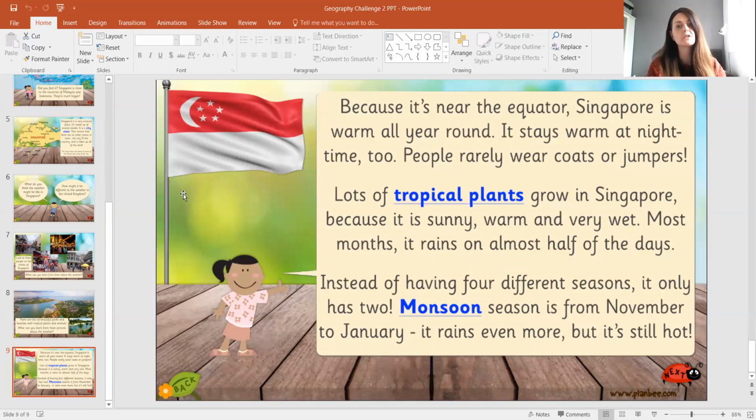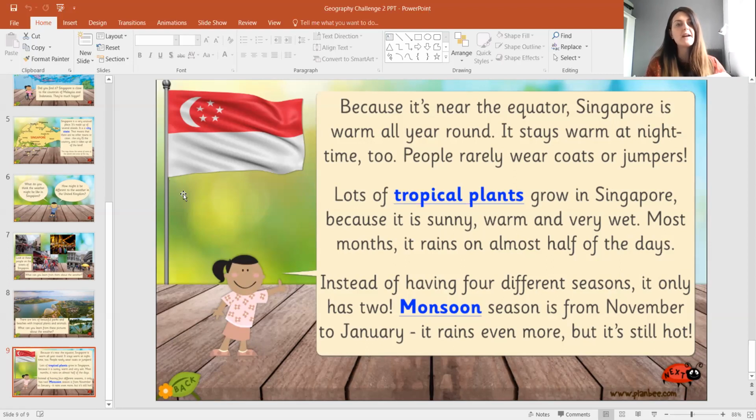Most months it rains on almost half of the days. So even though it's hot outside, there's still lots of rain coming down. And we had that last week, or a couple of weeks ago, when it was really, really hot. Lots of rain came down at the end of the week, which was nice because it was so hot, but it still felt warm outside. It felt quite humid, okay? And that's what it would feel like in Singapore, kind of hot, but also wet, okay?